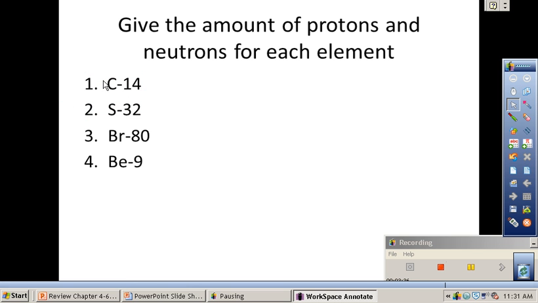Alright, so go ahead and work out these isotopes. There's carbon-14, I just did that. Go ahead and figure out how many protons there are and how many neutrons. Pause the video, finish those 4, and then move on.